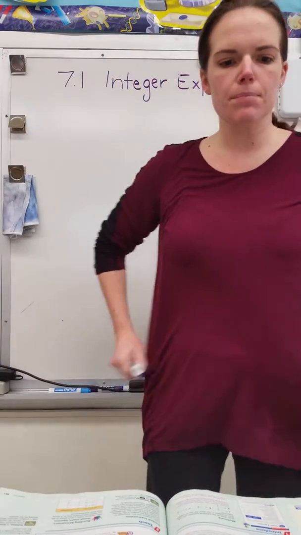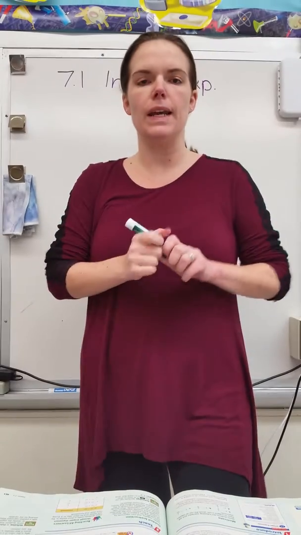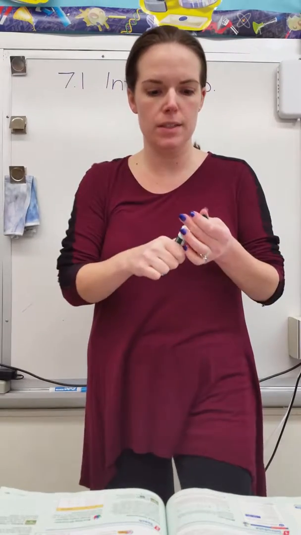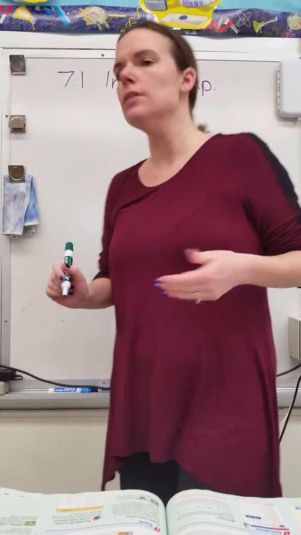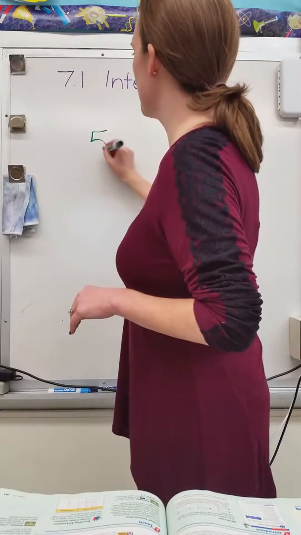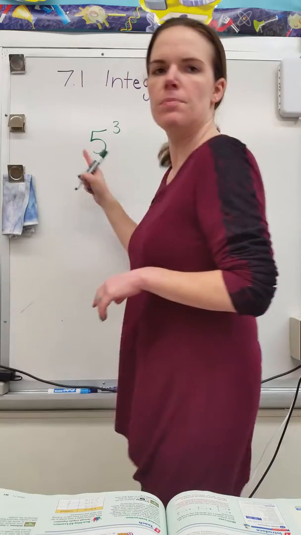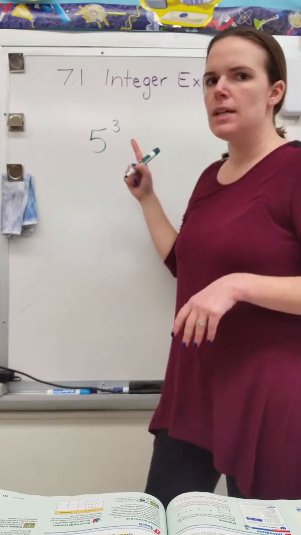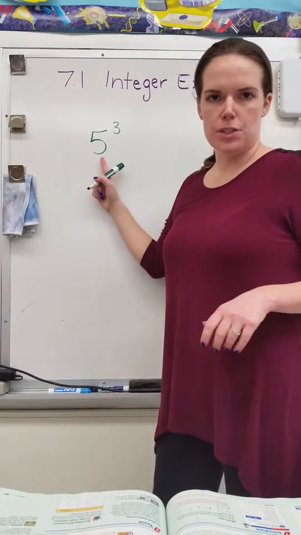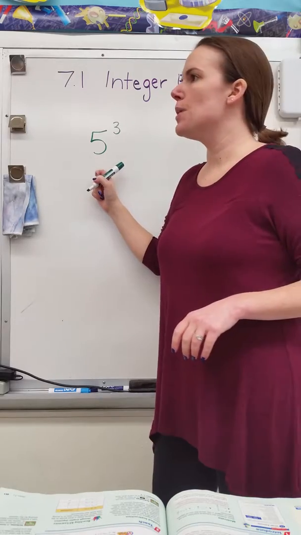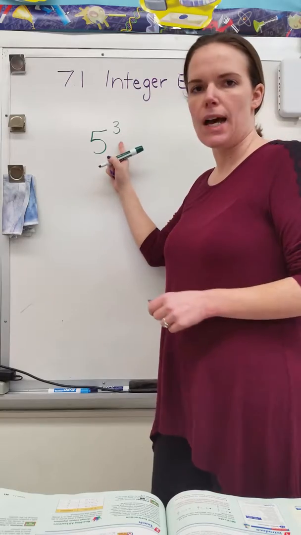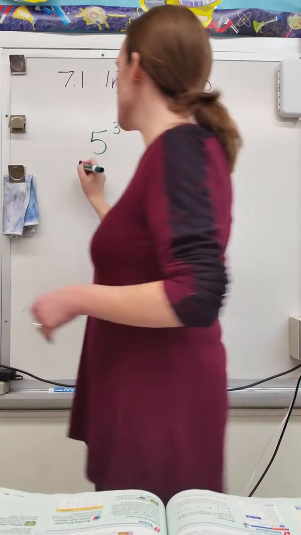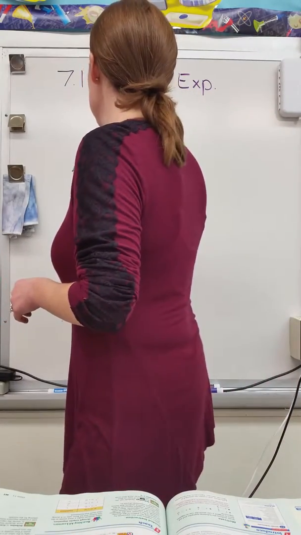Okay, so this is chapter 7, section 1, and it is integer exponents. So the first thing you need to remember is exponents in general. If you have something like 5 to the third power or 5 cubed, you take whatever this number is, which is your base, and you multiply it times itself this number of times. So 5 cubed is just 5 times 5 times 5.